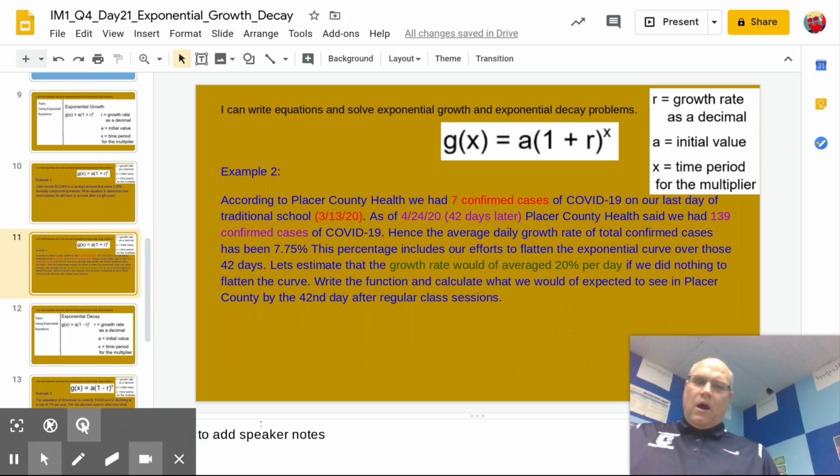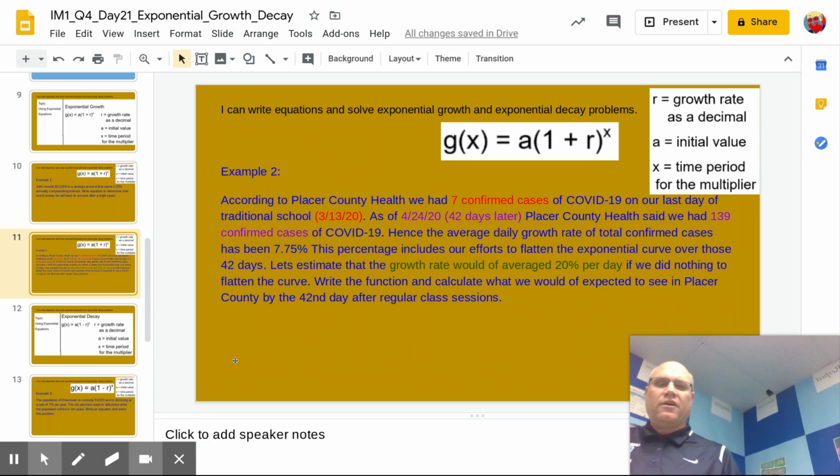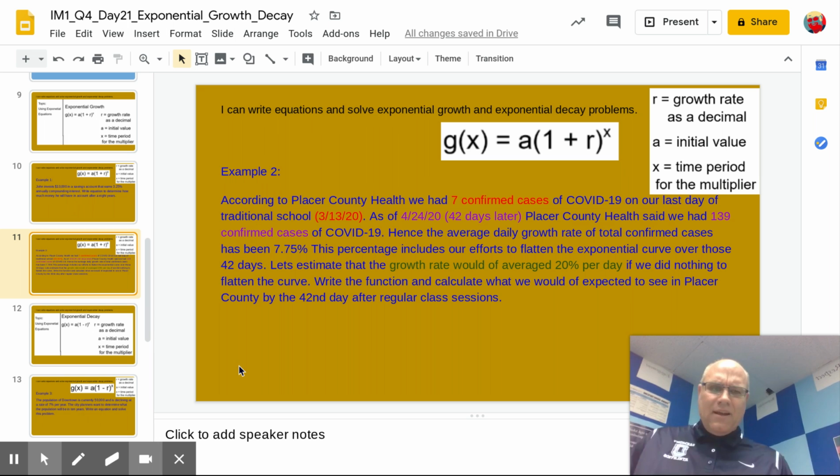All right, let's look at another example. Let's use a current model here. Let's look at COVID cases in Placer County, our county here where Oakmont's at. We had 7 confirmed cases on our last day of class together, which was on March 13th. There were 7 confirmed cases in Placer County. As of Friday, April 24th, which is 42 days later, we have 139 confirmed cases of COVID-19 in Placer County.